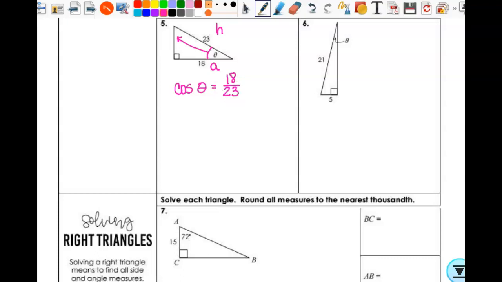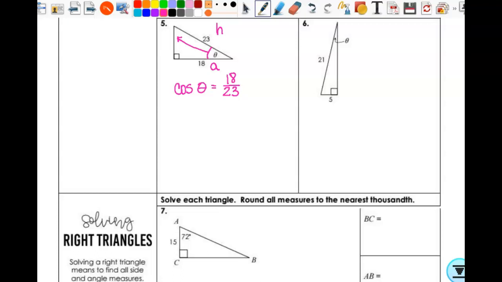Now, 18 over 23 does not reduce, but even if it did, I would not reduce it, because I'm about to use the calculator. Let the calculator do everything, okay? You don't want to make a mistake because you thought, oh, I can reduce that, and you accidentally reduce wrong. There's no purpose in that. It wastes time, wastes brain cells. Just don't do it, okay?